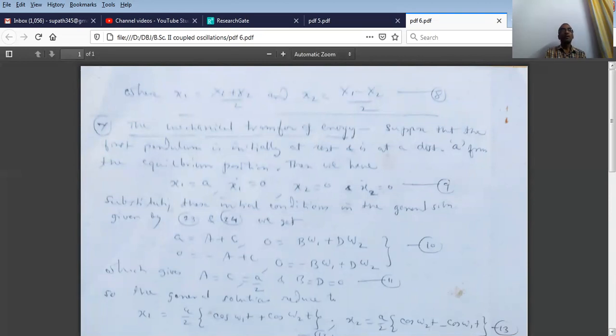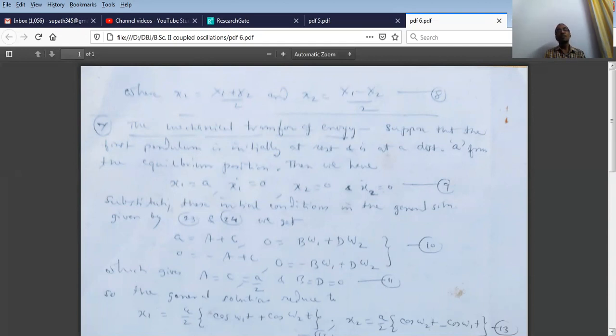Suppose, here again I am to explain once again the mechanical energy transfer, how much takes place. Suppose that the first pendulum is initially at rest and it is at a distance a from the equilibrium position. Then we have x1 equal to a and x1 dot equal to 0. How? Because a is constant. Derivative of the constant is equal to 0. x2 equal to 0 and x2 dot is also equal to 0. This is because derivative of 0, that is constant, is 0.